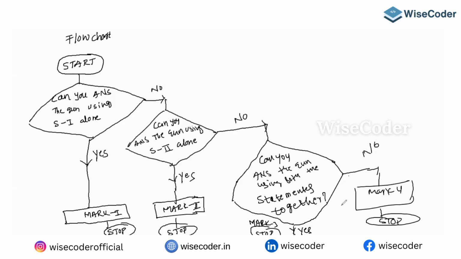So we'll start with what? I'm looking at statement number 1. I saw statement number 1, I'm not able to answer it. Okay, so I'll go to statement number 2. I'm not able to answer it. Now I am going to check both the statements together. I am not able to answer. That's it. Okay, then go for what?